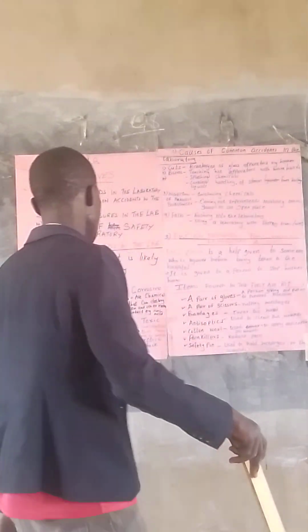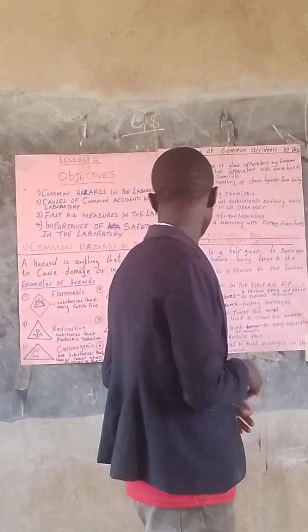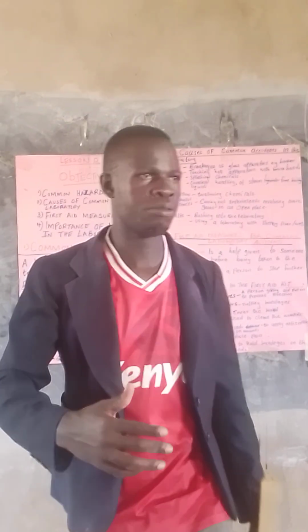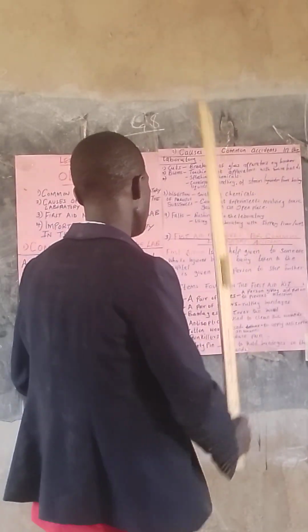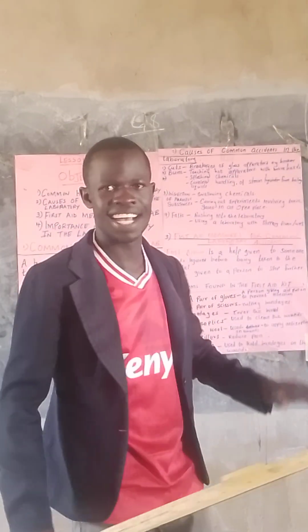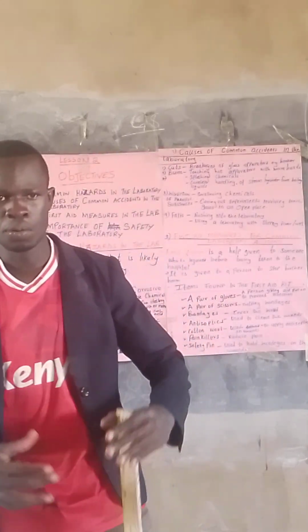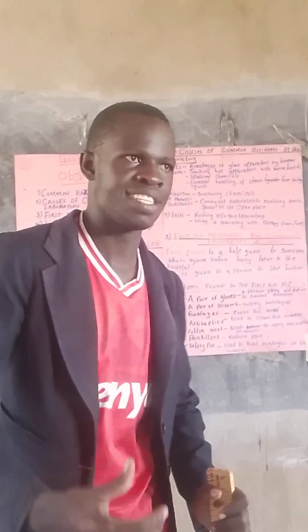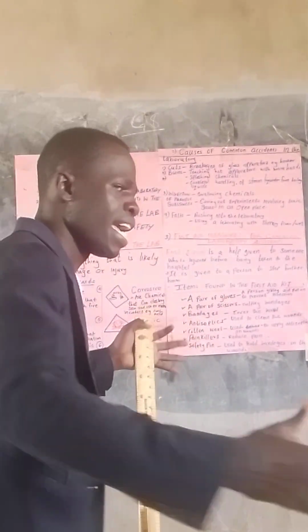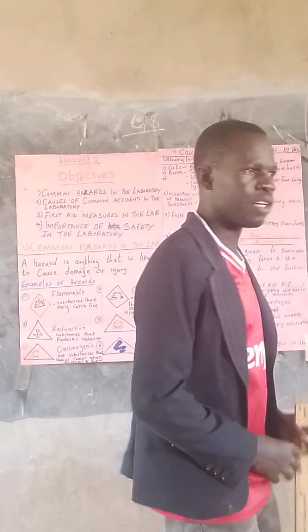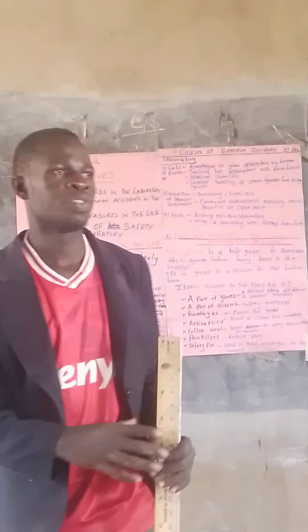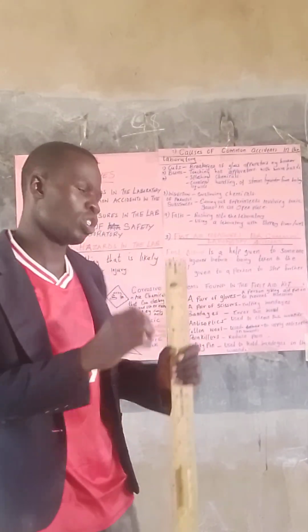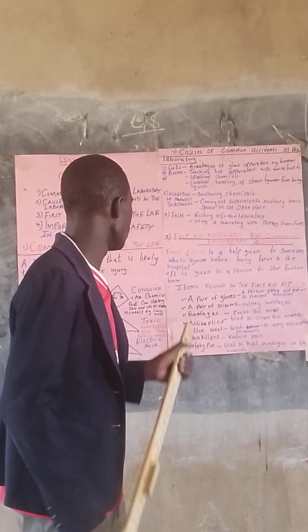Now, let us demystify the third part of our objective today. It is about first aid measures for common laboratory accidents. First aid. We've been having these things about first aid. While in the field playing football or any other game, we find out one of the players can get injured. So we do first aid to those players before taking them to the hospital.